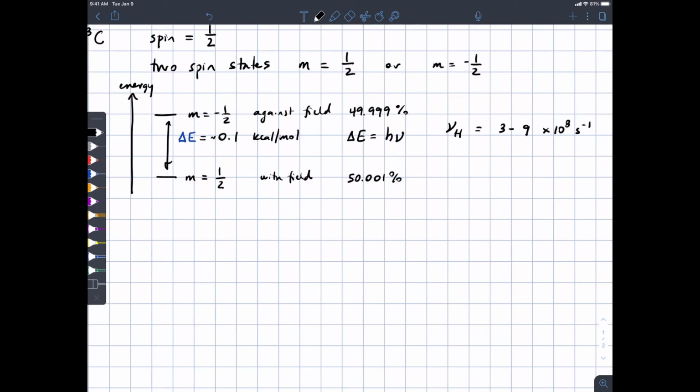And it's convenient to not use scientific notation, so we'll just convert that into 300 to 900 megahertz. And this is in the radio frequency.